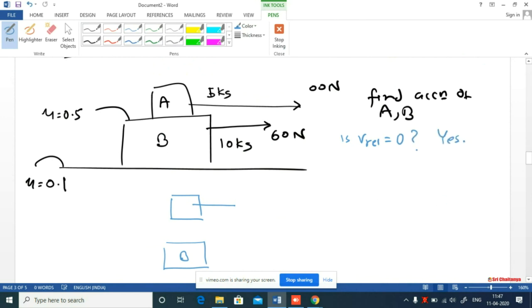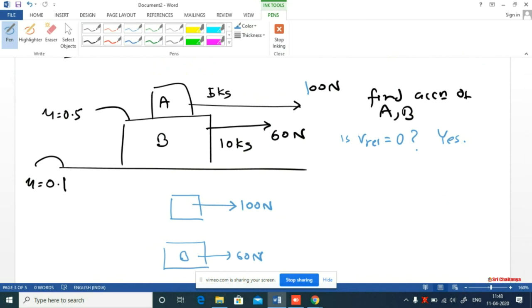Yes. Why? The velocities of A and B are not shown in the problem, which means that both of them are 0, so V relative is 0. So now the forces: for A, it is 100 Newton. For B, it is 60 Newton. Now, how do you find the tendency of relative motion?